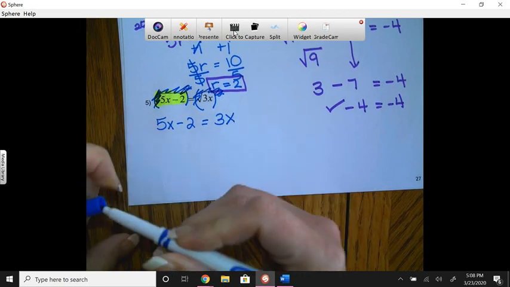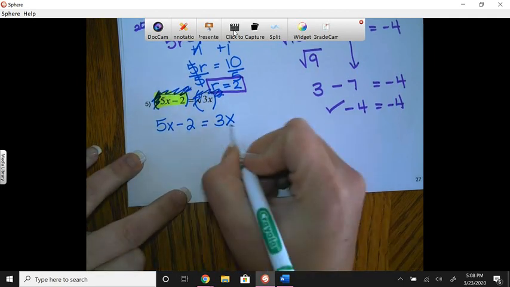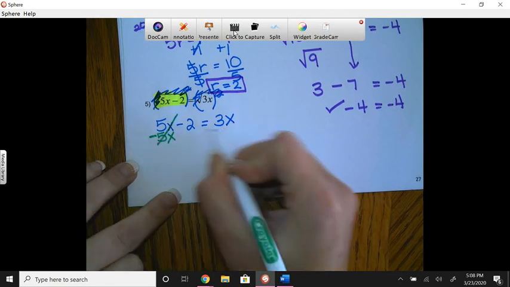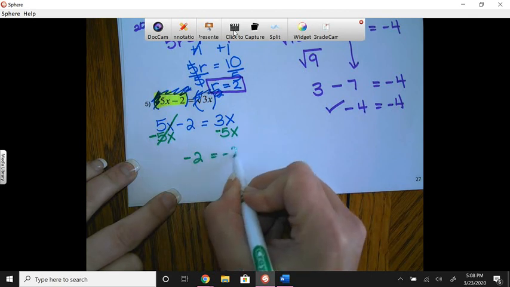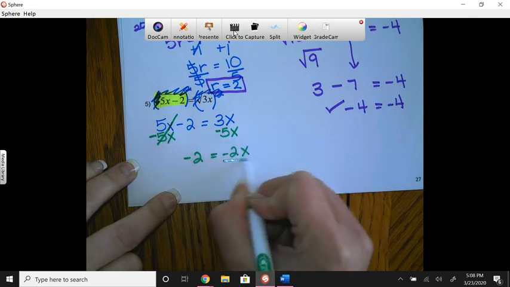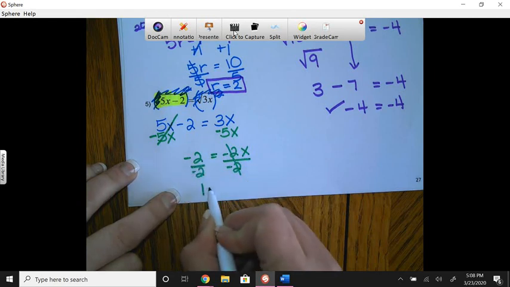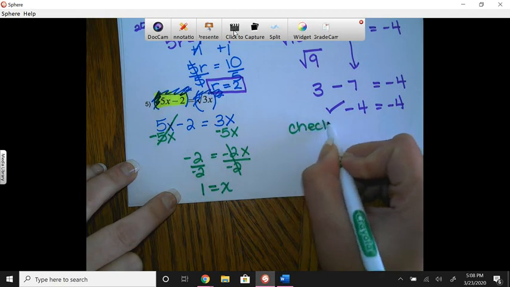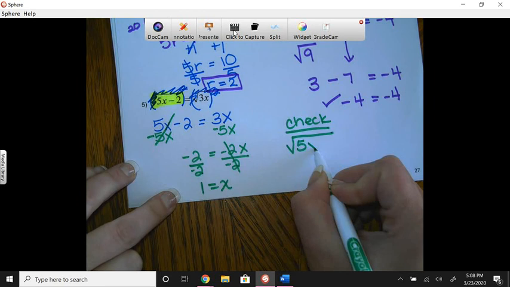We do not need a factor. We don't need to make this equal 0 because there is no exponent higher than 1. So I want to get the x's on one side. So I'm going to go ahead and subtract 5x to put the x on the right. And then to get the x by itself, we will divide lastly. And we would get 1 for x. And again, we need to check it. It is not optional. We must check whenever the index is even.